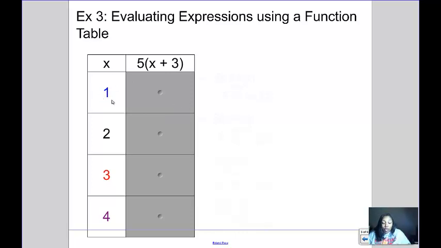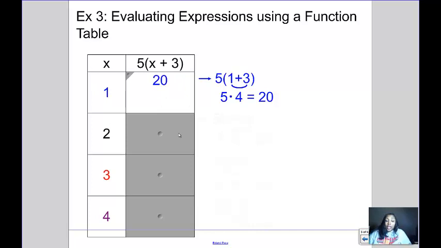So on the first row we see that x is going to equal 1. So if we were to use 1 for x and plug it into our expression 5 times parentheses x plus 3, that means we're going to replace the x with a 1 and then solve. So we're going to do what's in parentheses first, 1 plus 3, which will give us 4. Then bring down the 5, and then 5 times 4 gives us 20. So that means 20 goes in our table.